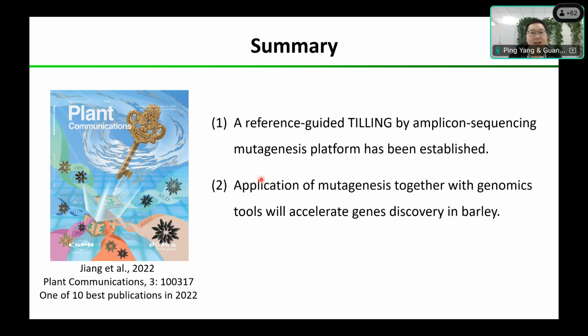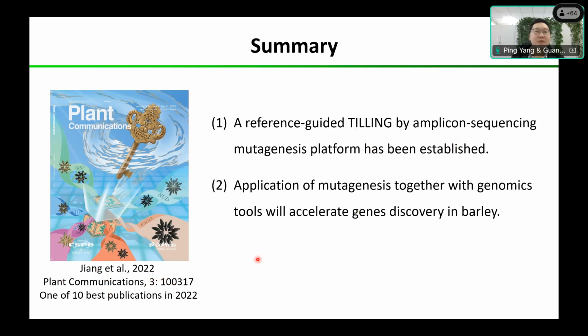Secondly, I hope I have shown you clearly that if we combine the mutagenesis population together with genomic tools, we are able to rapidly identify genes, whether for qualitative or quantitative traits in barley. If my talk was not clear enough, you are welcome to look at our paper, which was published in 2024 in Plant Communications.